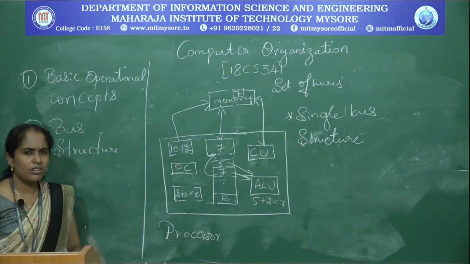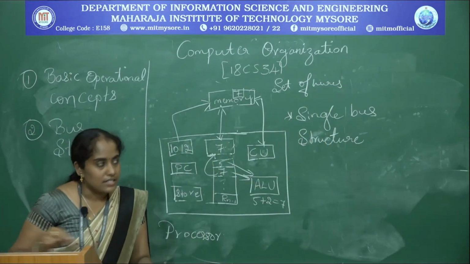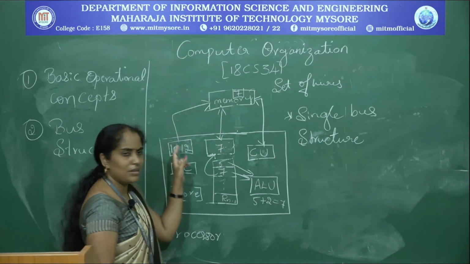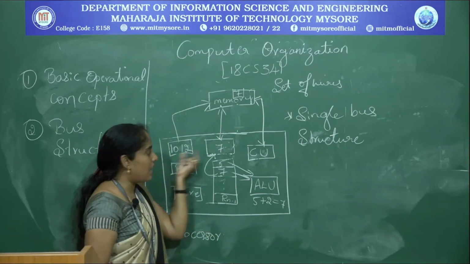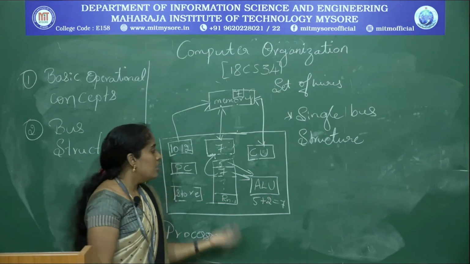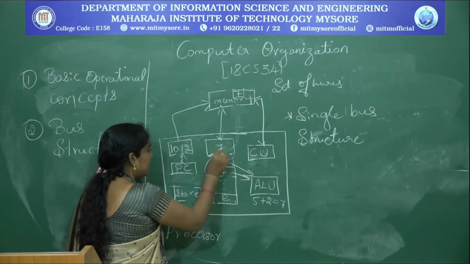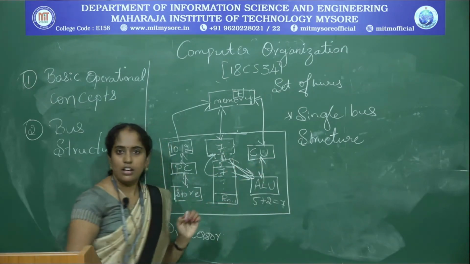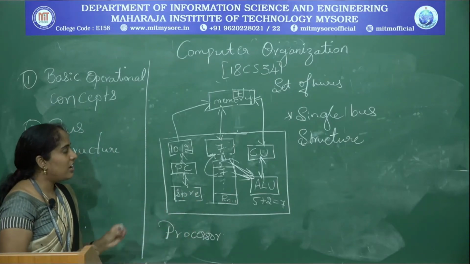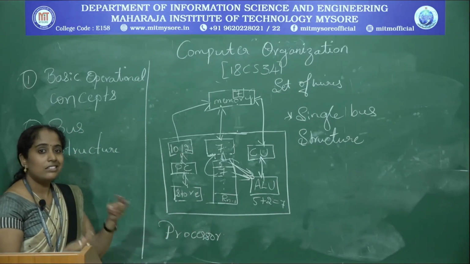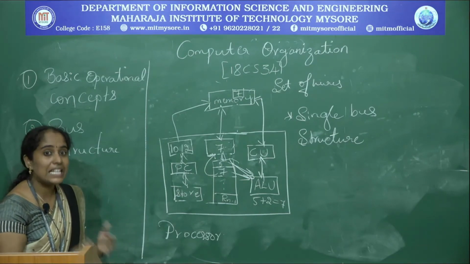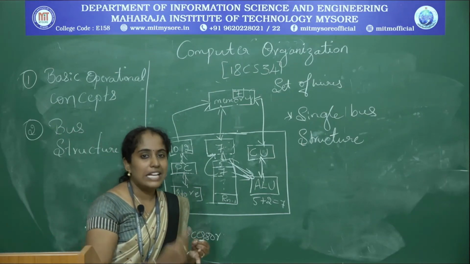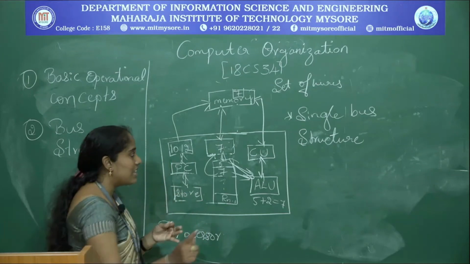Okay, so what is the single bus structure? Before we take it up, here we have some lines from MAR, MDR and CU and all, right. Inside this also we are connecting like this. These are also buses. Mainly we divide the bus into three types: one is address bus, another is data bus, and another very important one is control bus.